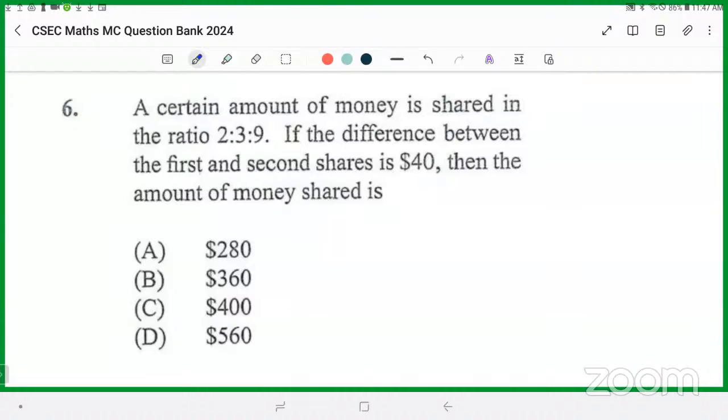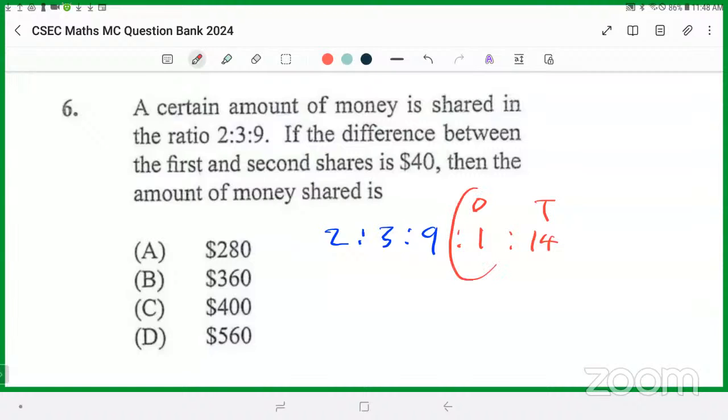So I would say, okay, I'm going to extend the ratio to show the difference, and I want the total as well. So look at it now. It's 2 to 3 to 9. I'm going to extend the ratio to show the difference between the first and the second, and also to show the total. The difference between the first and the second value is 1. And the total here is how much? 14, that's all. 9 and 5, 14.